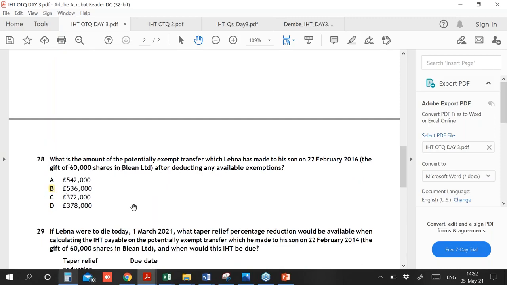So this is one common mistake that students may make, that they forget to deduct the annual exemption. Just to make sure whether you're required to deduct the annual exemption or not, always deduct it and look, is there an answer after the annual exemption value? Is there any option with the after exemption value? If there is, then that will be the correct answer.